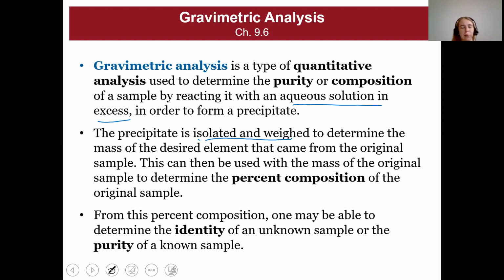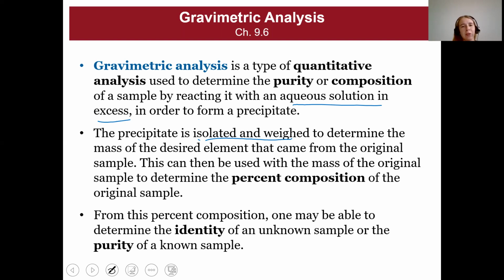But in this case, we know what the limiting reactant is. We make sure that it's the limiting reactant, and we isolate by vacuum filtration or some other type of drying. We isolate our precipitate and weigh it. So we get the mass. And then we use the percent composition of our precipitate to determine the mass of the desired element that came from the original sample. So this is kind of like what we did with combustion analysis. We used the carbon dioxide with the water to determine the mass of the carbon and the hydrogen that came from our original sample. Now we're doing this just with other generic elements in ionic compounds.